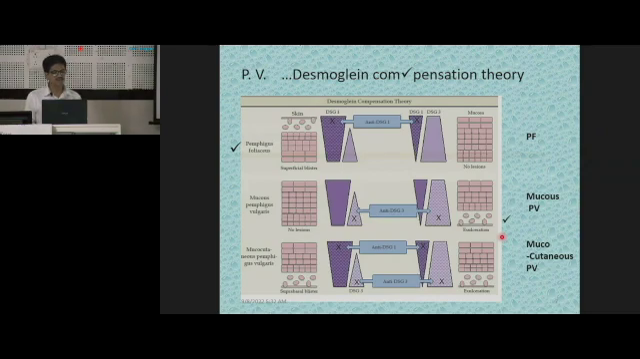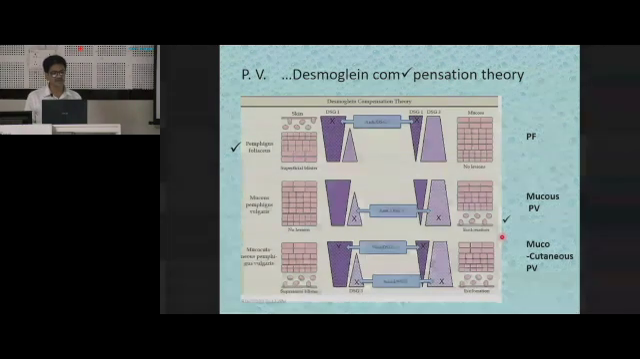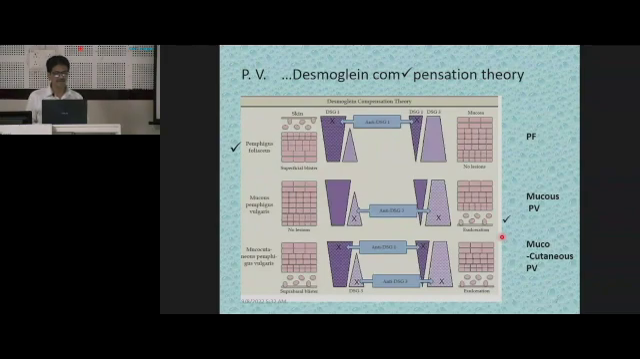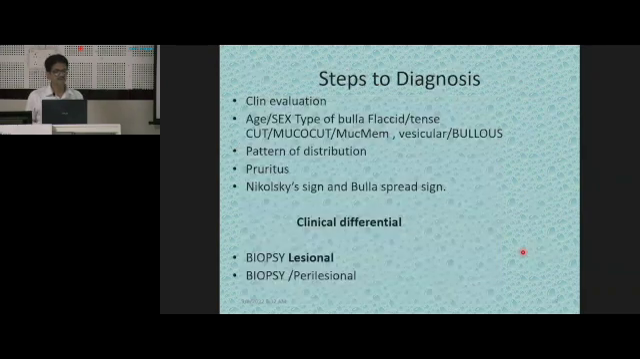In mucous membrane pemphigus vulgaris, the situation is different. Here anti-DSG3 is produced, and the main integrity in mucous membrane is maintained by DSG3, and therefore you get a suprabasal split. The third is a combination where antibodies are present against both DSG1 and DSG3, and this is our classical mucocutaneous pemphigus vulgaris.